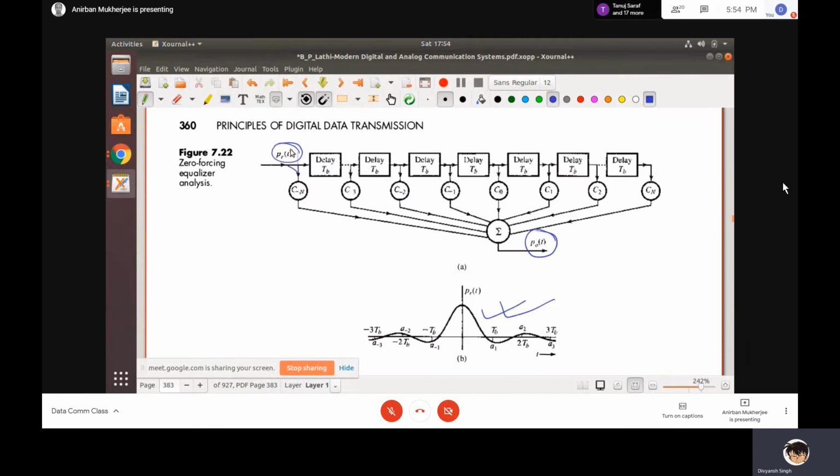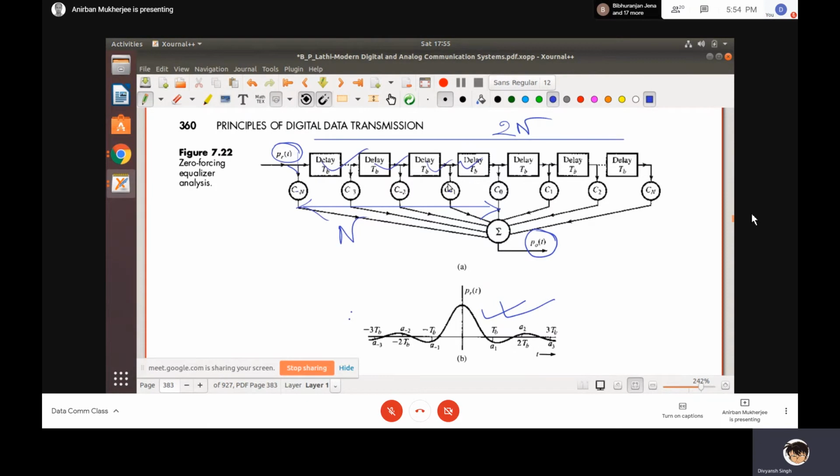And why have I put NTb? Because at t equal to 0 you transmit something. So here at t equal to NTb, that is NTb amount of delay. Because you have minus N to plus N, 2N number of delay blocks. So at the middle you have N number of delay blocks. This is a total of 2N number of delay blocks. So here it is N number of delay blocks, and this one, N number of delay blocks.